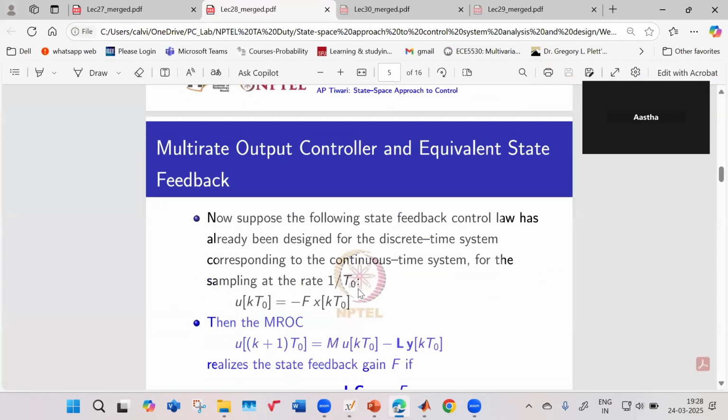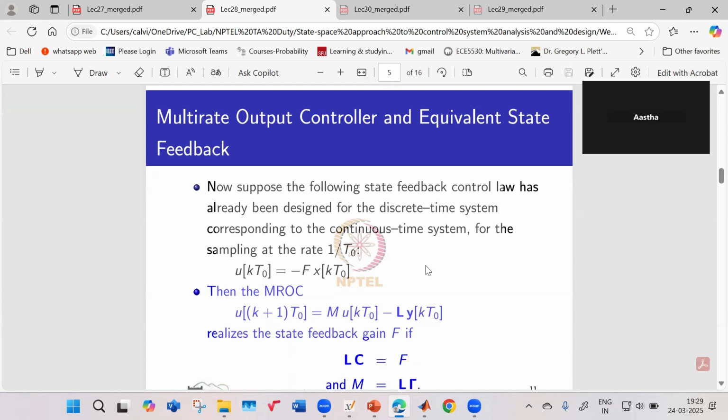Now we will try to find an equivalent state feedback law. We have seen state feedback for continuous time systems, and it has a lot of advantages. We can do pole placement, and there are various mathematical tools available when we consider state feedback. So we want to relate that concept of state feedback again. They consider the state feedback law u of kT equal to minus F into x of kT.